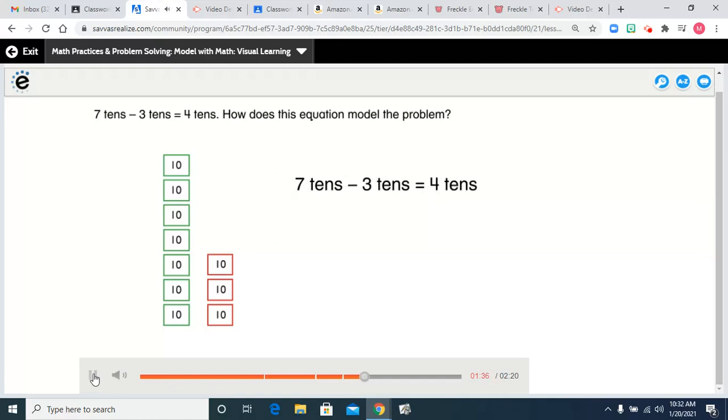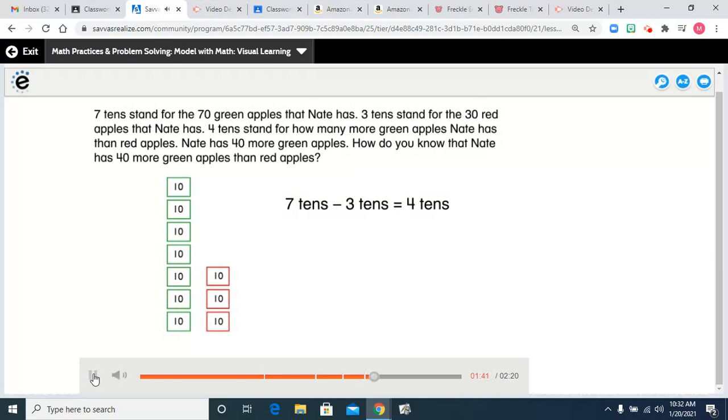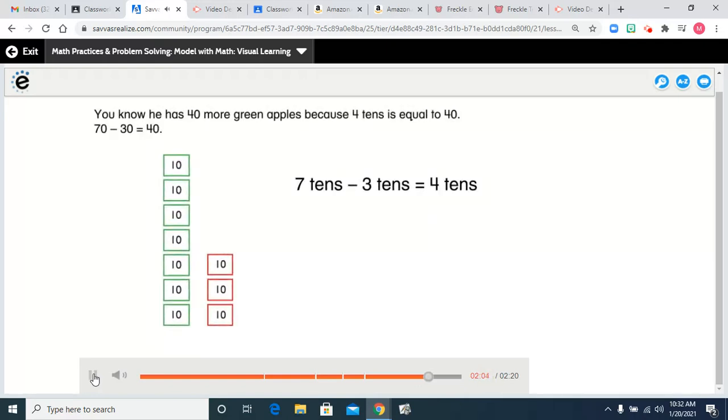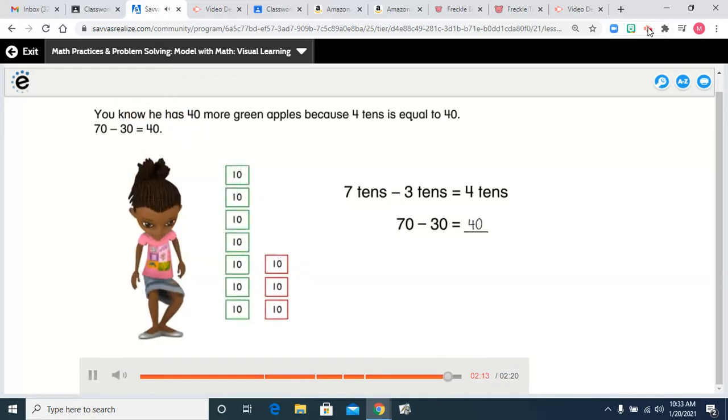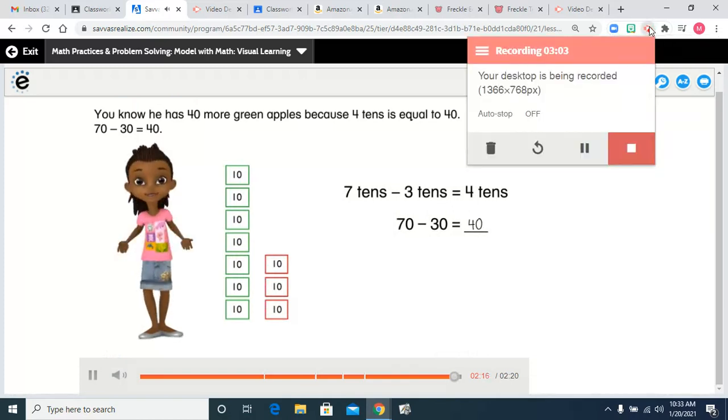How does this equation model the problem? 7 10s stand for the 70 green apples that Nate has. 3 10s stand for the 30 red apples that Nate has. 4 10s stand for how many more green apples Nate has than red apples. Nate has 40 more green apples. How do you know that Nate has 40 more green apples than red apples? You know he has 40 more green apples because 4 10s is equal to 40. 70 minus 30 equals 40. How would you choose to show this problem?